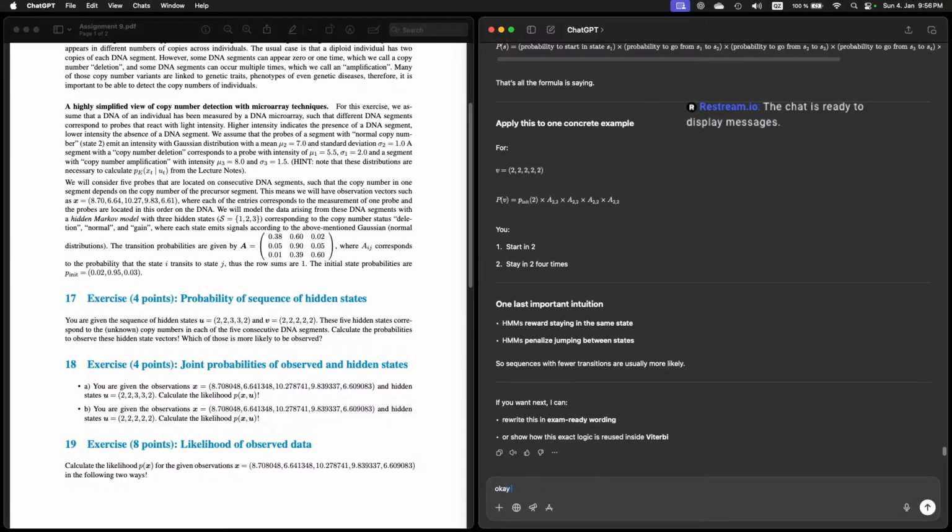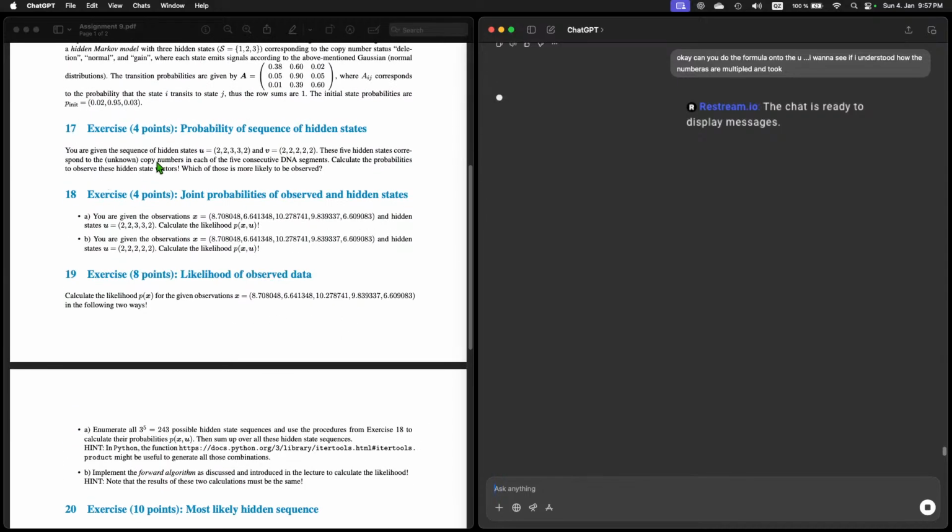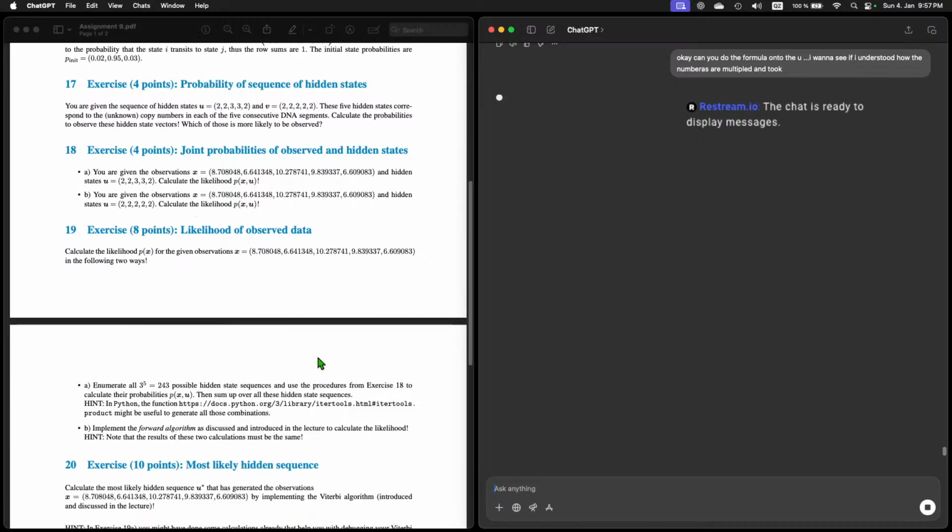Okay, can you do the next one? I want to see if I understood. They are multiplied. It's just 4 points, 8 points, okay, 10 points.